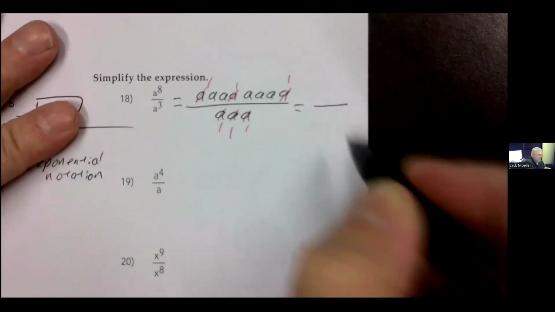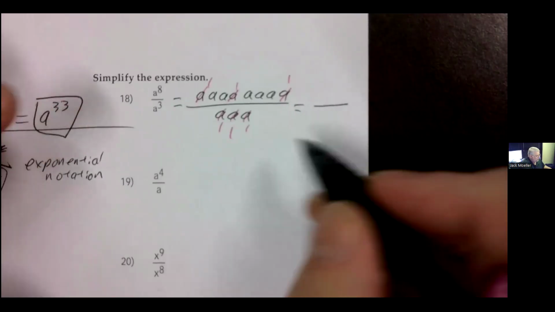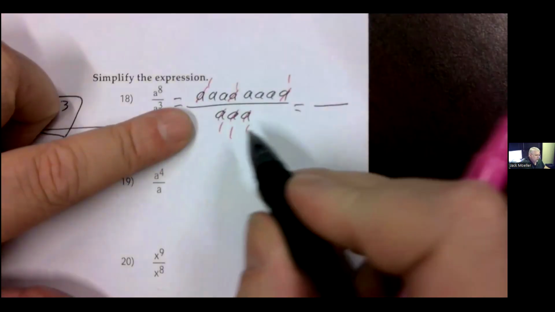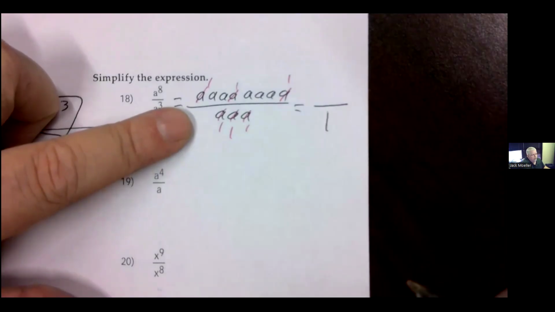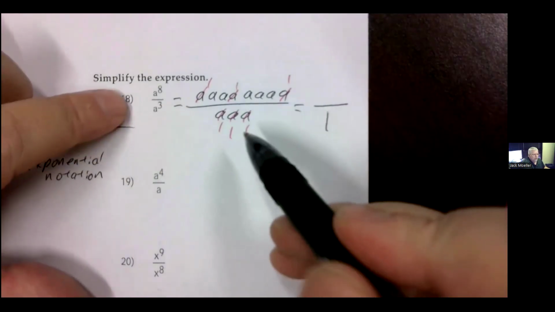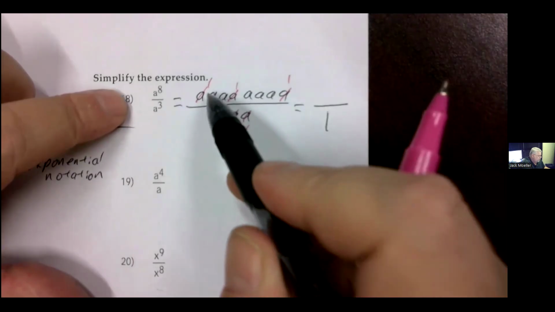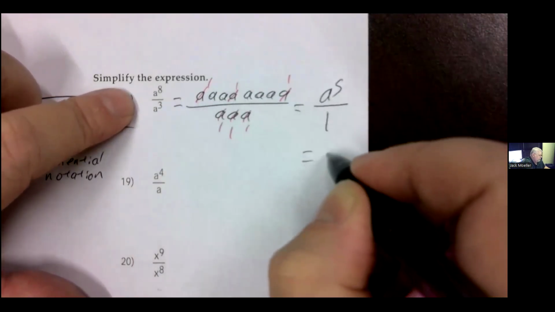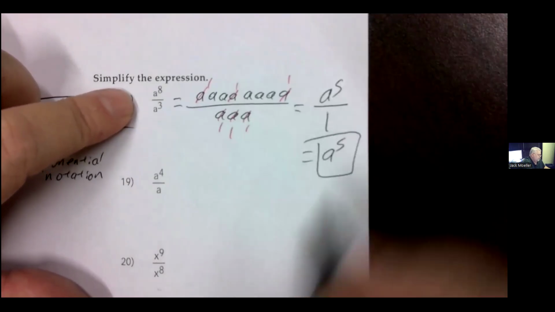So now what do we have left? Don't tell me nothing on the bottom. Because it's 1 times 1 times 1. So there is a 1 on the bottom. And on the top, we have a bunch of a's multiplied. Well, how many a's? 1, 2, 3, 4, 5. So we have a to the fifth on top. And so anything divided by 1 is that whole number.